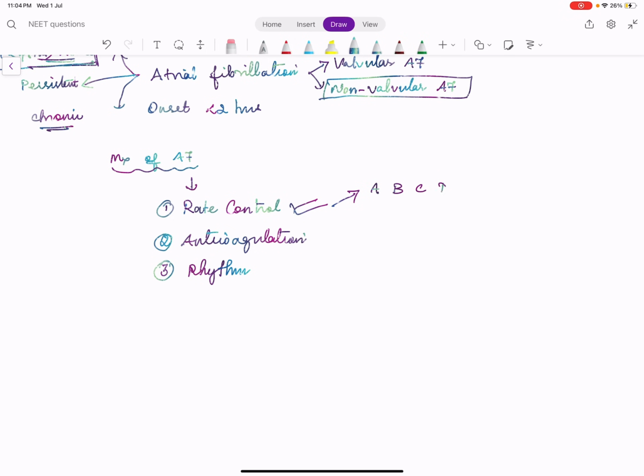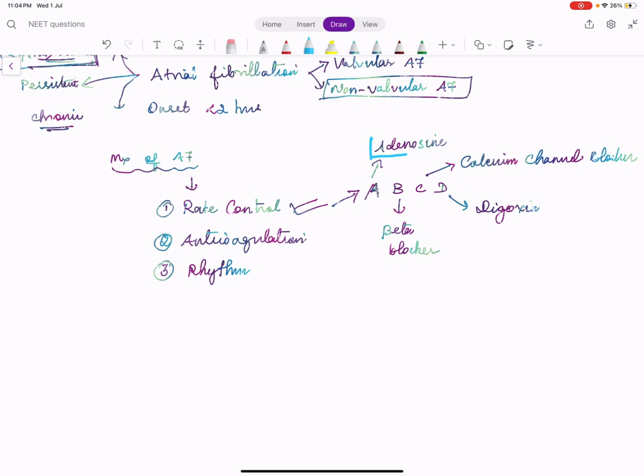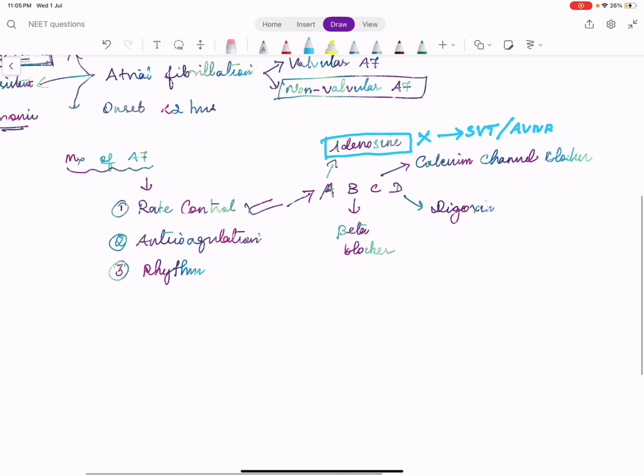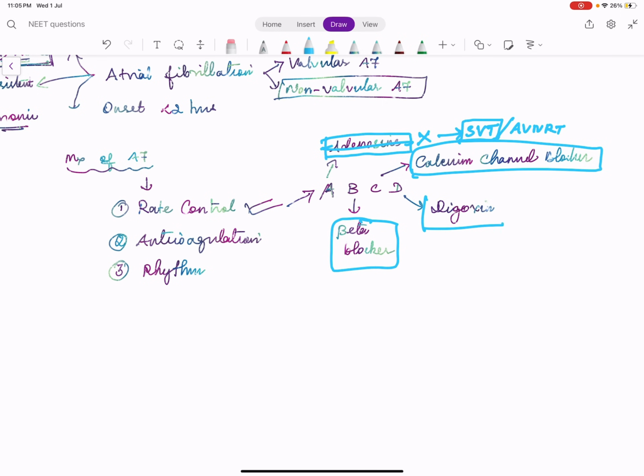So rate control, just think of the mnemonic ABCD. Okay, in any arrhythmia question, think of the mnemonic ABCD. A for adenosine, B for beta blocker, C for calcium channel blocker, and D for digoxin. The note here is adenosine has no role in treating atrial fibrillation. It comes in the management of SVT, supraventricular tachycardia, or in other words it is called as AVNRT, atrioventricular nodal reentrant tachycardia. Just remember the term SVT. Adenosine has no role in management of atrial fibrillation. So this is out. So either we can give beta blocker in this case, or a calcium channel blocker in this case, or digoxin in this case.